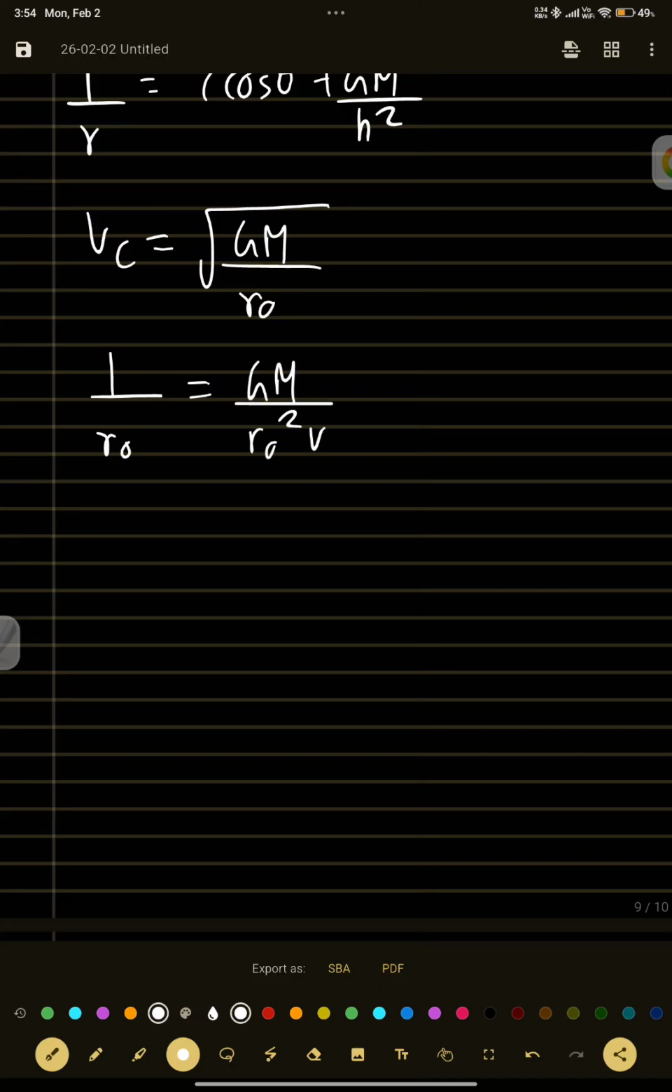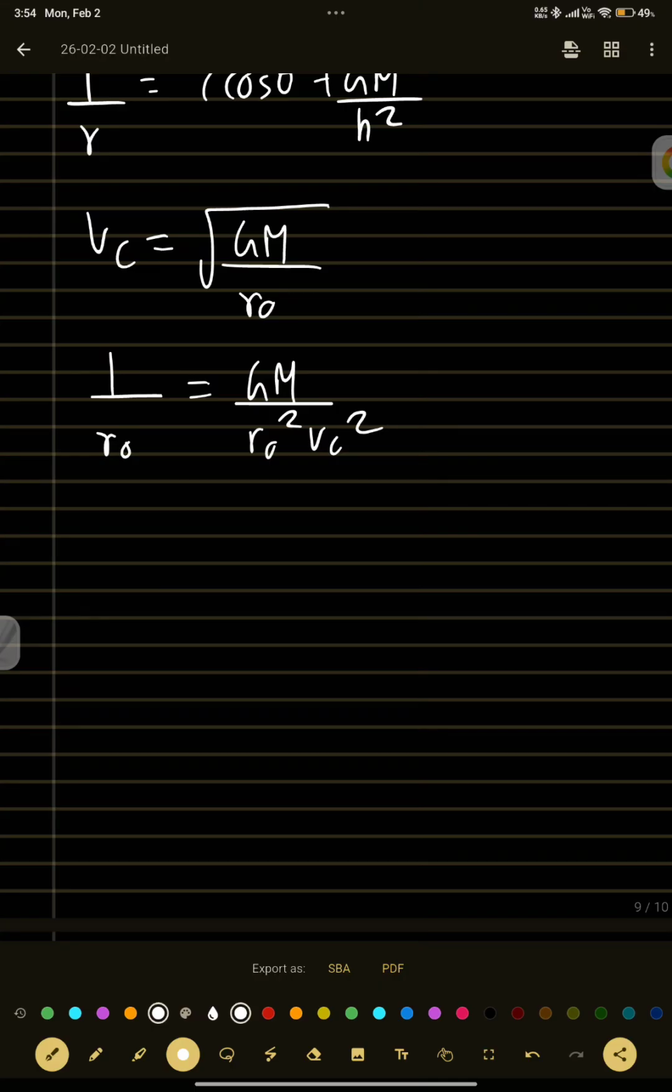Is this convincing? Forget the ellipse for now, in a circular orbit when we launch, V is equal to Vc. So H becomes R into V, R naught Vc square. And what is the radius? Well, everywhere it is 1 by R naught.